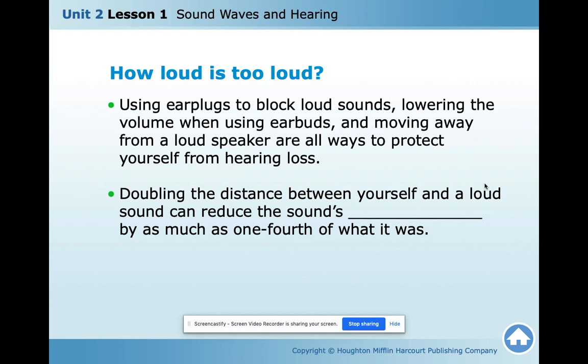So doubling the distance between yourself and a loud sound can reduce the sound's intensity by as much as 1/4 of what it was. So again, it's decreasing the intensity, which is decreasing the amplitude. Okay, so doubling the distance, you can reduce it by 1/4 of what it was, which can help your ears in the long run.